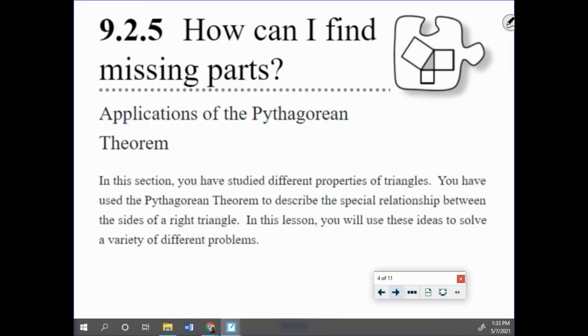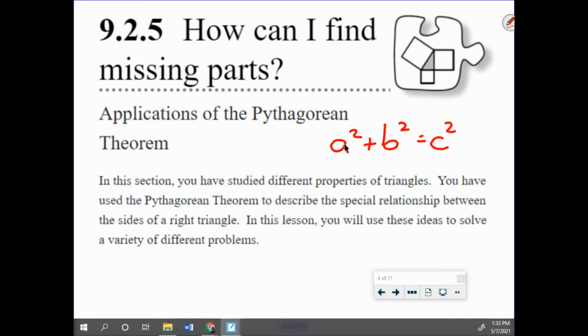Okay, let's go on to today's lesson 925. How can I find missing parts? Applications of the Pythagorean theorem. Now, we've been working with the Pythagorean theorem again. That states a squared plus b squared equals c squared. But we're going to apply it, give it some word problems that we'll be using it.